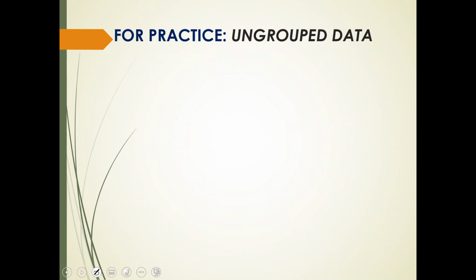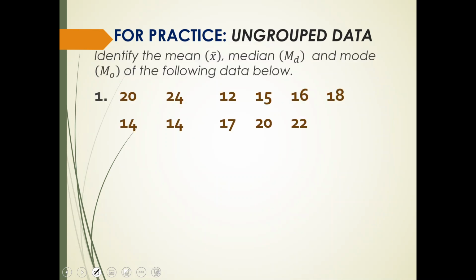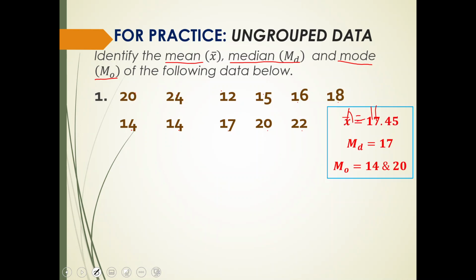Okay, for practice, for our group data. So let us identify the mean, the median, MD, and mode, M sub O, of the following data below. So you have your 1, 2, 3, 4, 5, 6, 7, 8, 9, 10, 11. So here n equals 11. Okay, try to check your answers. Answers are here. So do this one and then try to check if you will get these numbers here.